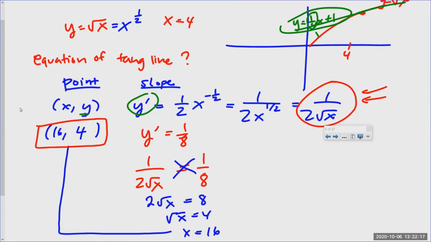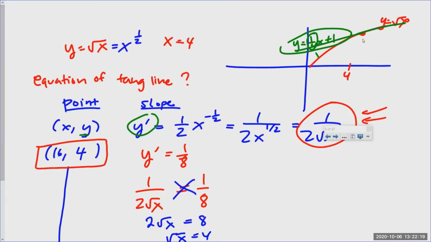Okay, so what is that saying? That's saying if I go out onto this graph and I go find 16, and I go to that point, the slope of the tangent line right there, that slope would be equal to 1/8. Okay, does that make sense? All right, I have another question for you.